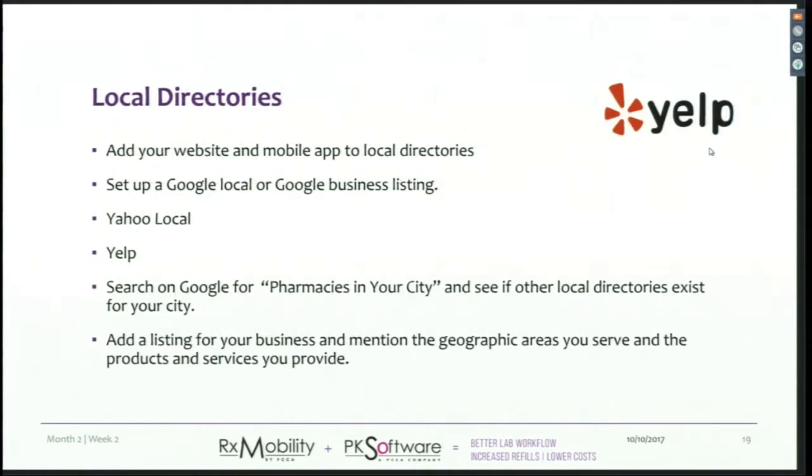Another thing to look at is local directories. Add your website and mobile app to local directories. Set up a Google Local or Google Business listing, also on Yahoo Local and Yelp. One way to do this is to search on Google for pharmacies in your city to see if other local directories exist besides, say, Yelp and Google Local. Add a listing for your business and mention the geographic areas that you serve and the products and services you provide.